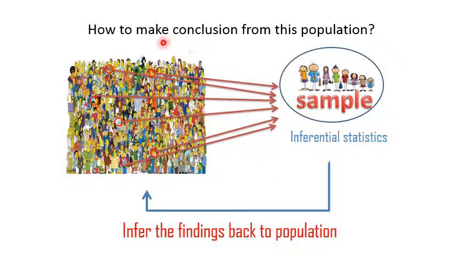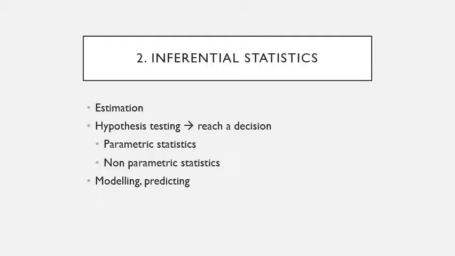Now, how do you want to make a conclusion about this population? Previously we already did sampling, we call it a sample, and we describe the sample. If we want to infer the finding back to the population, we do inferential statistics, which is when we have the result, and then we infer the result back to the population. In inferential statistics, we do estimation and hypothesis testing to reach a decision.